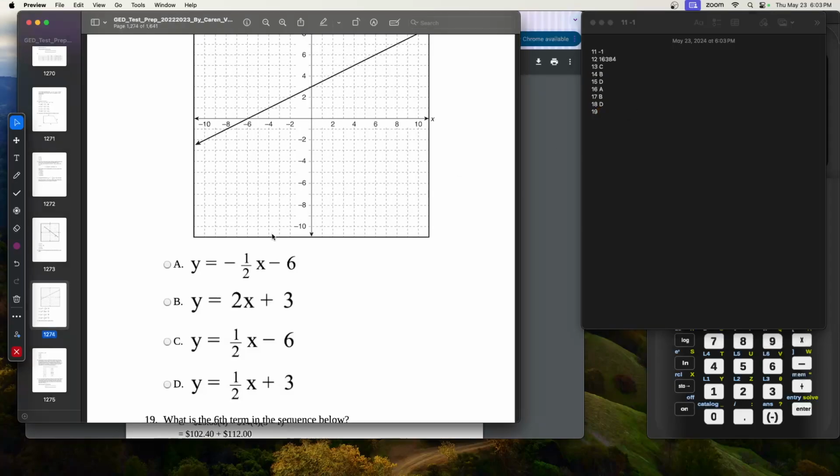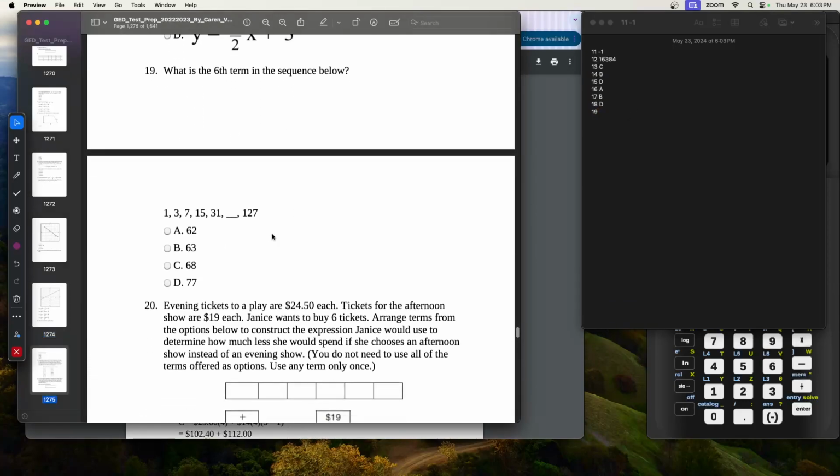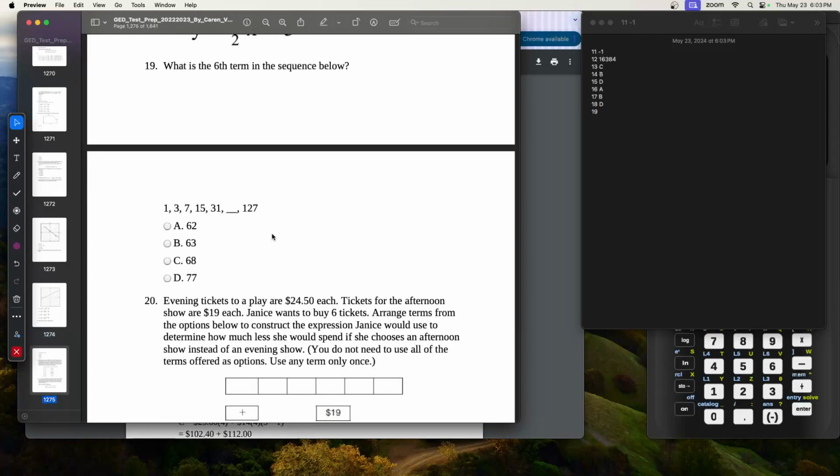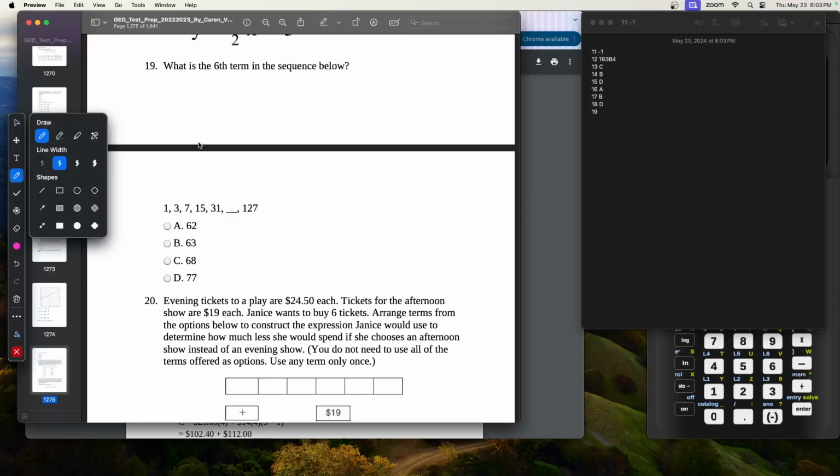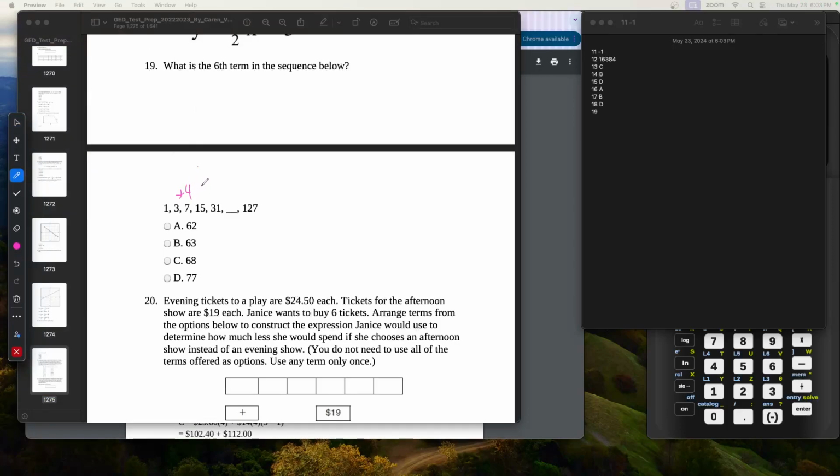Oh, question 19. What is the 6th term in the sequence below? I don't know, man. It's probably B.